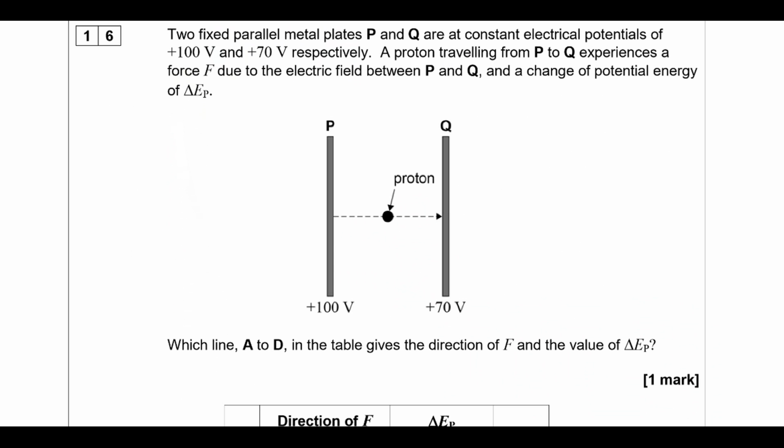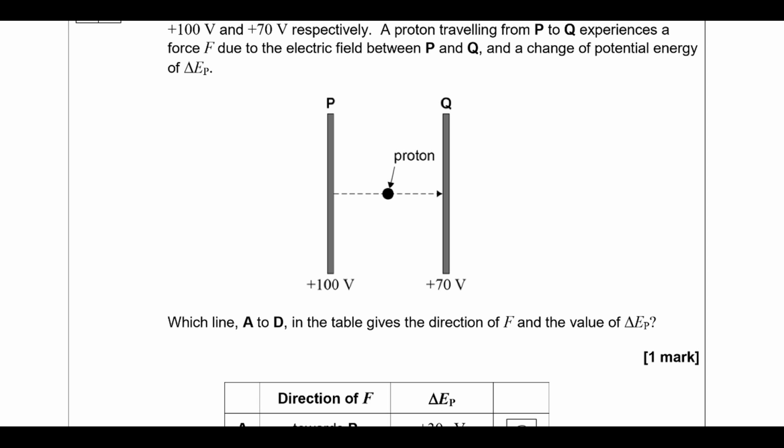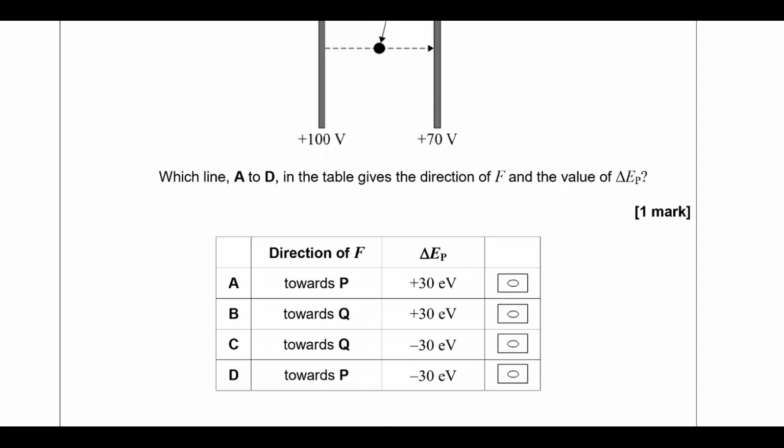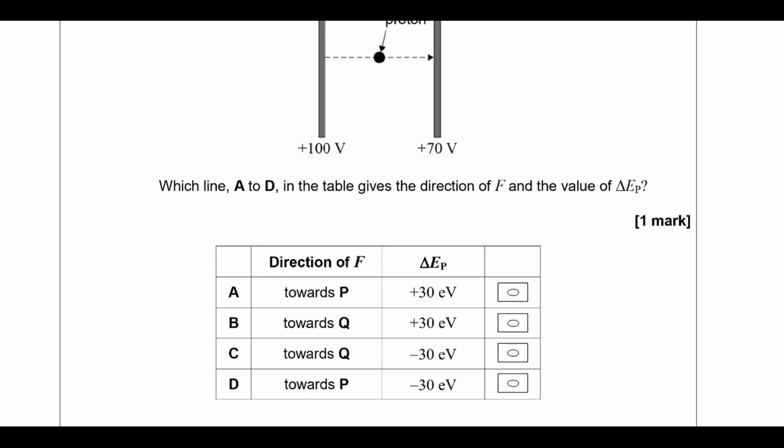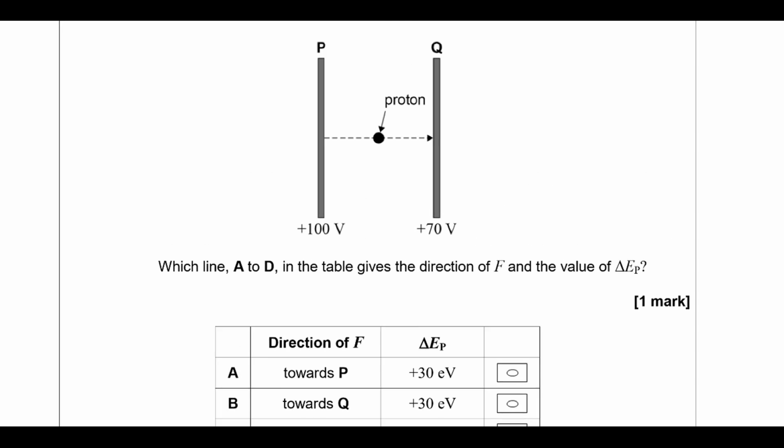Okay, so two fixed parallel metal plates P and Q are at constant electrical potentials of 100 volts and 70 volts respectively. A proton travelling from P to Q experiences a force due to the electric field between P and Q and a change in potential energy of delta EP. Which line A to D gives the direction of F and the value of delta EP?